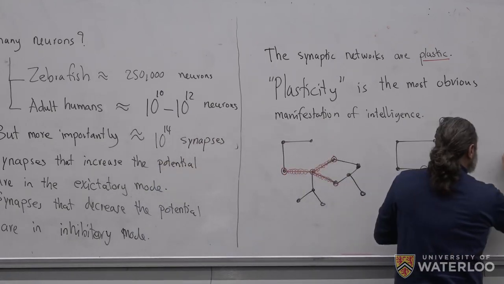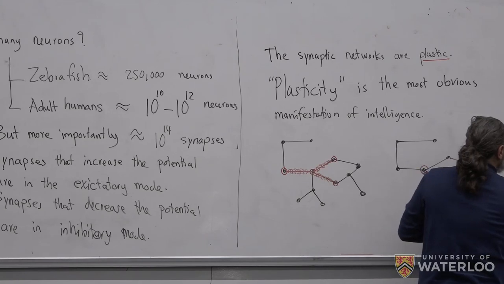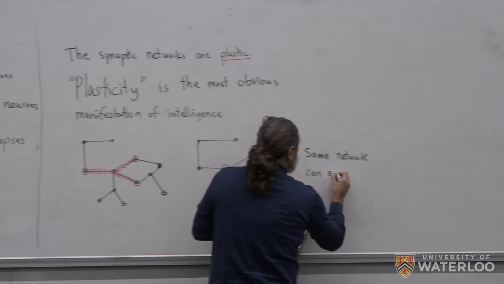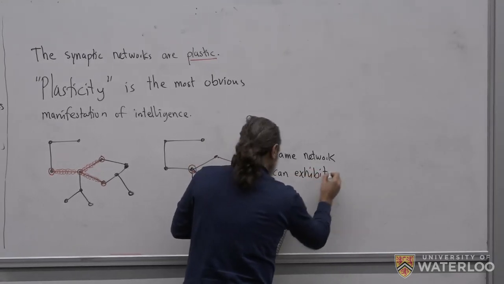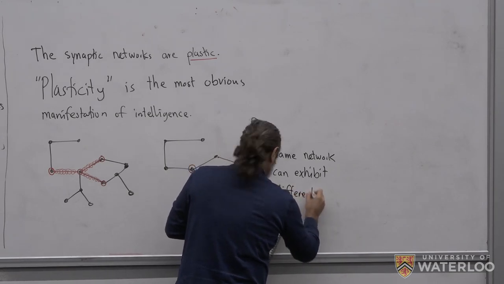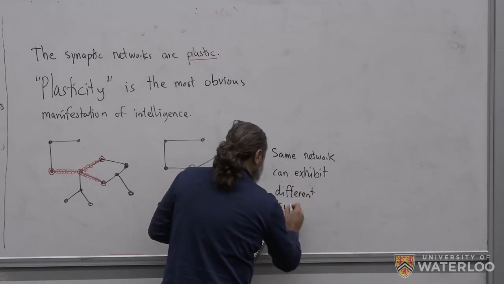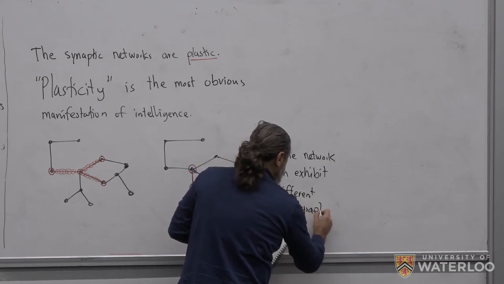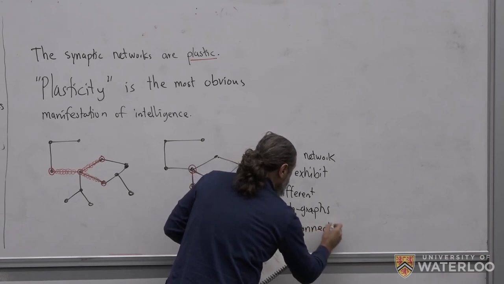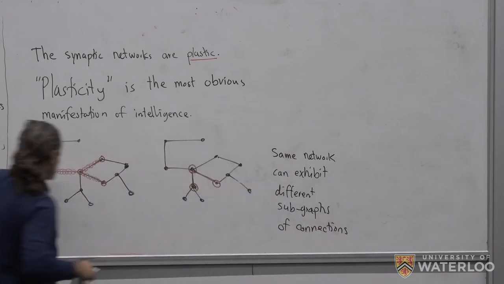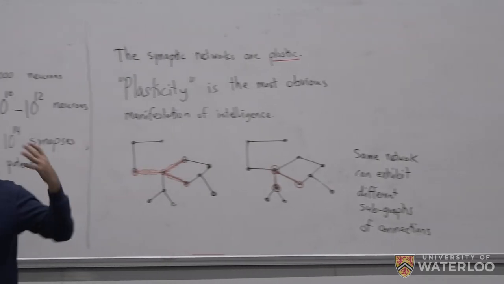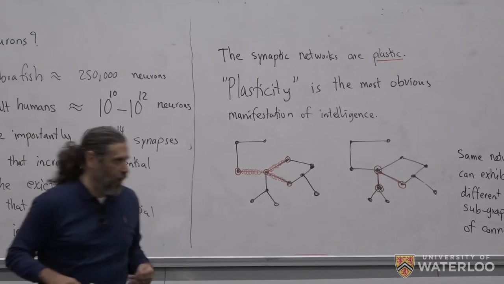So here, the same network can exhibit different subgraphs of connections. So these are the red ones that I drew. Of course, this is a made-up example. Of course, it's not that simple. Of course, things are much more complicated.